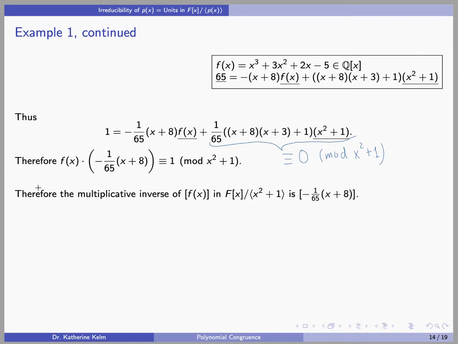And therefore, f of x times negative 1 over 65 times x plus 8 is congruent to 1 mod x squared plus 1. And therefore, the inverse of the class of f of x in the quotient ring is the class of negative 1 over 65 times x plus 8.